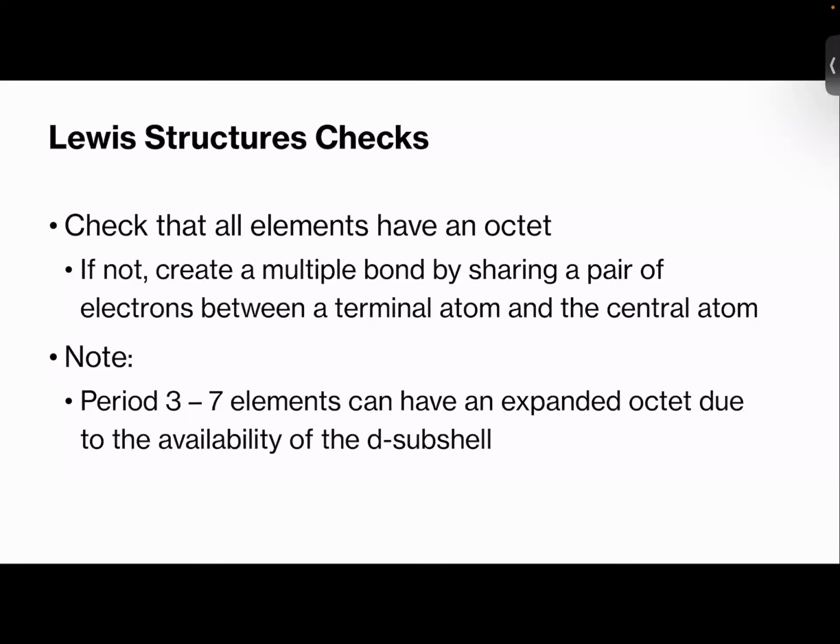Now, some checks. Once you've distributed your electrons around the structure, you're going to check that all elements have an octet. If an element does not have an octet, then that's when you're going to make a multiple bond by sharing a pair of electrons between the terminal atom and the central atom. Again, period 3 through 7 elements can have an expanded octet due to the availability of that d subshell. So we're going to have to figure out how to determine whether period 3 through 7 central atoms need an expanded octet.